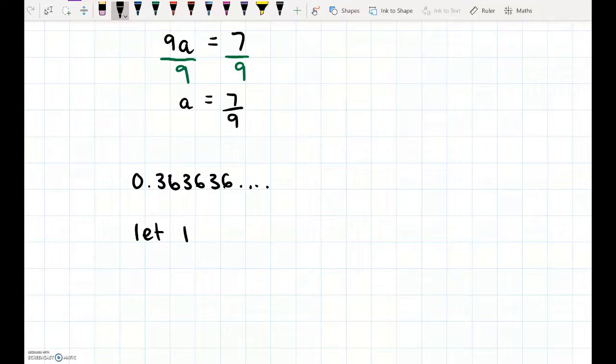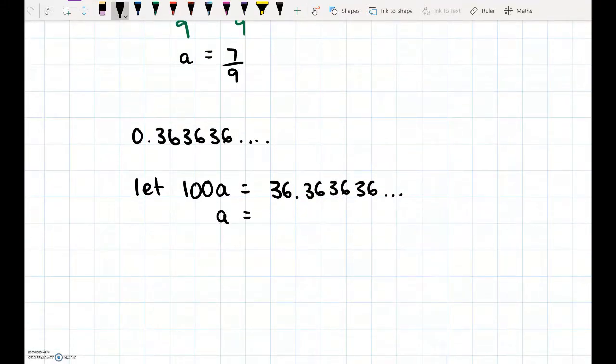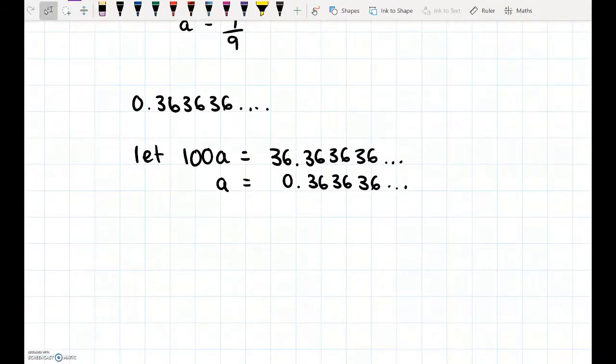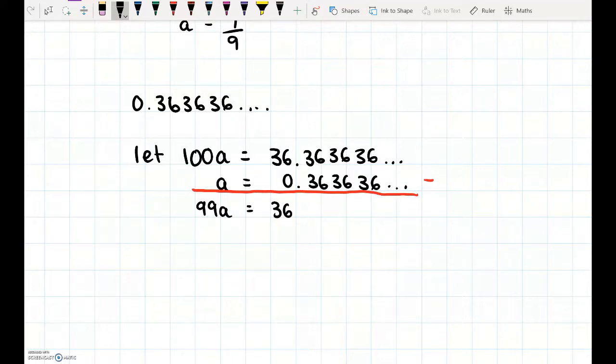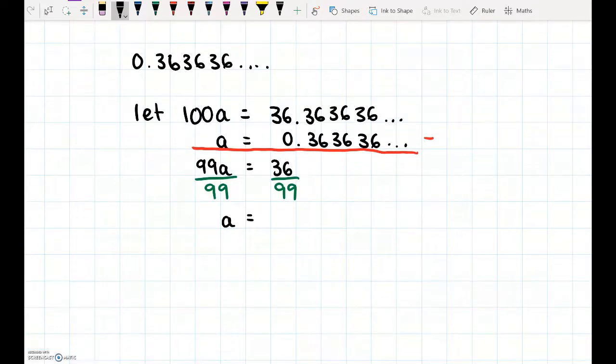So we're going to say let 100a equal 36.363636 going on. And our normal a was 0.363636. And again, if we minus them, 100a minus a gives us 99a. 36 minus 0 is 36, and all of those 3's and 6's cancel out. Which is really nice because now we just divide by 99 on both sides, and this one's going to take some simplifying. So a is equal to 36/99.